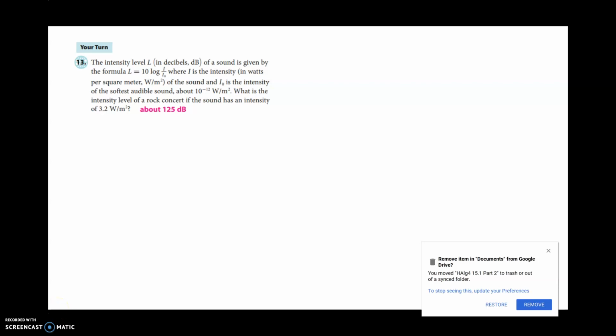All right, this last video is to give you a few examples of story problems that you can do in this 15.1 section on logarithms. So this problem says the intensity level of a sound in decibels is given by this formula. I'm going to pull it out. Where I is the intensity of the sound and I naught is the intensity of the softest audible sound, about 10 to the negative 12.